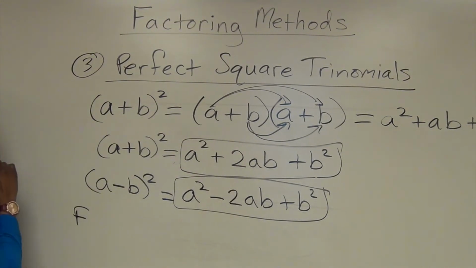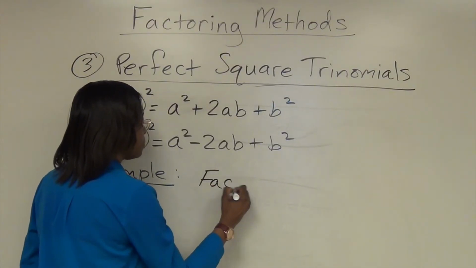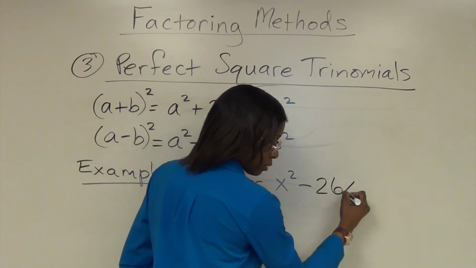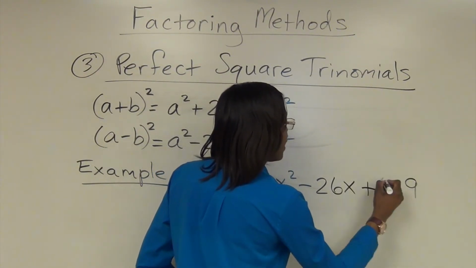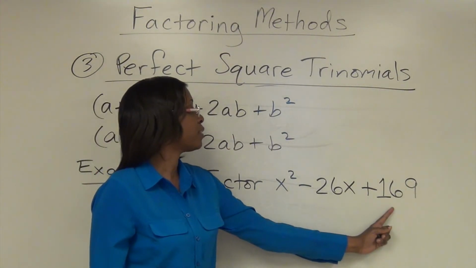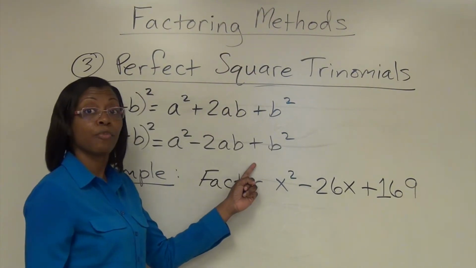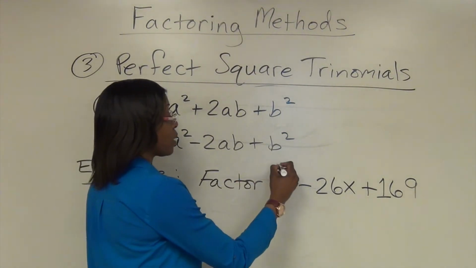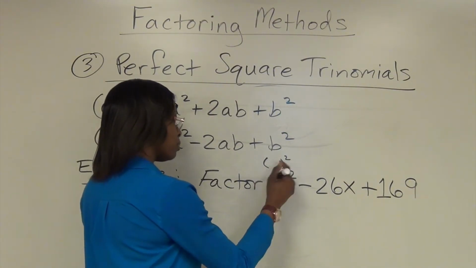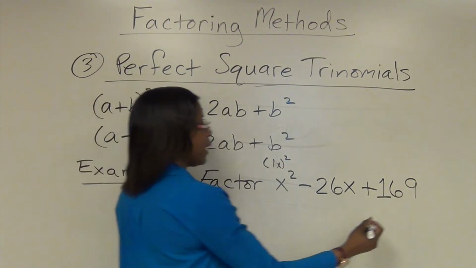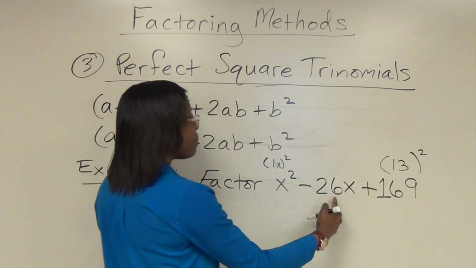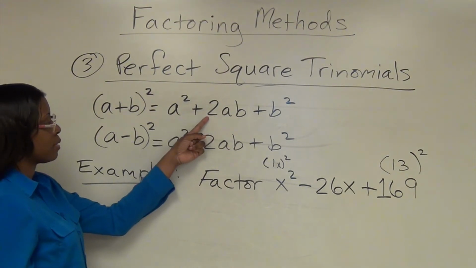So, let us do an example. We're going to factor x squared minus 26x plus 169. Now, you can try this at home. So, what do we want to do first? We want to see if we have perfect squares. In the front, of course, we have x squared. We have the number in front, which is 1. That's a perfect square. And then at the end, we have 13 squared. Alright? So, in the middle, we want to check to see if we have 2 times a times b.